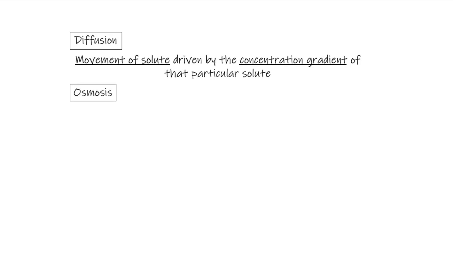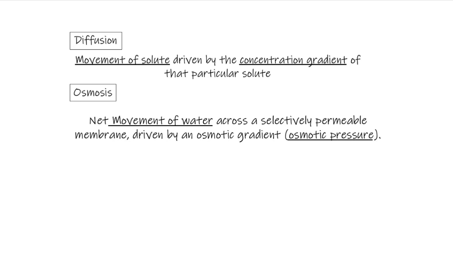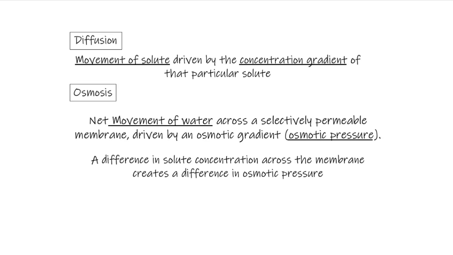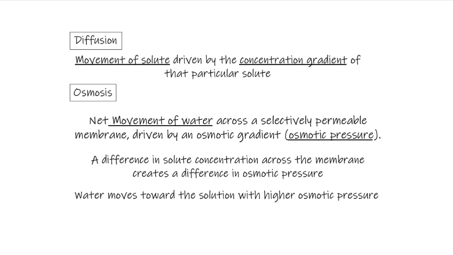Diffusion is the movement of solute driven by a concentration gradient of that solute. Osmosis is the net movement of water across a selectively permeable membrane driven by an osmotic gradient. A difference in solute concentration across the membrane creates a difference in osmotic pressure that drives water movement. Water moves toward the solution with a higher osmotic pressure.